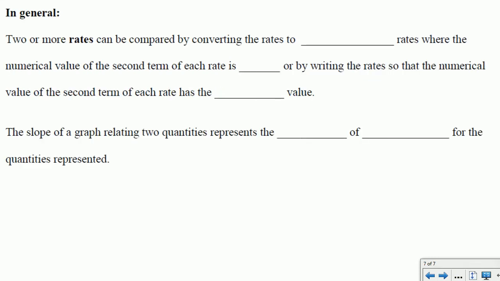So to recap, in general, 2 or more rates can be compared by converting the rates to unit rates, where the numerical value of the second term of each rate is 1. Or, alternatively, we can write the rates so that the numerical value of the second term of each rate has the same value, like we did with the yogurts, comparing each price per 500 grams. The slope of a graph relating two quantities represents a rate of change of the quantities being represented.